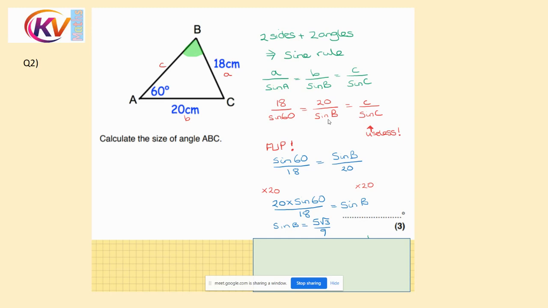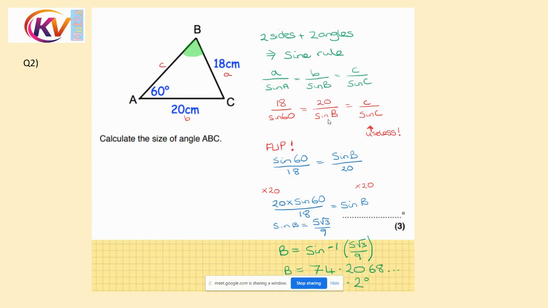You haven't finished, because you need to do the last part, which is to get rid of the sine, which means you need to use that inverse sine button on your calculator, so shift sine, where you get sine to the -1 of that value. If you've used the decimal, you've got to type the whole decimal in, or if you've kept it on your calculator, you can use the answer button at that point, and you should get an answer then, so 74.2068, etc., and round it appropriately to something like 74.2.